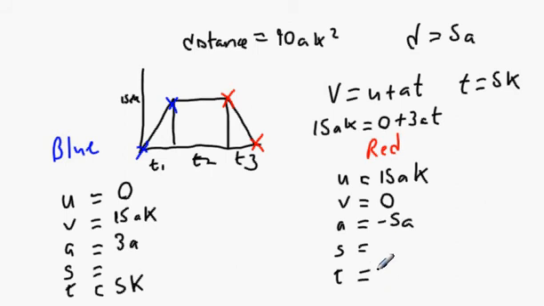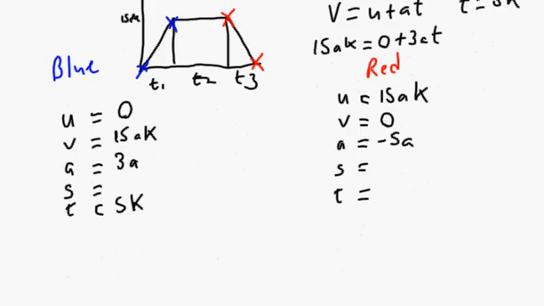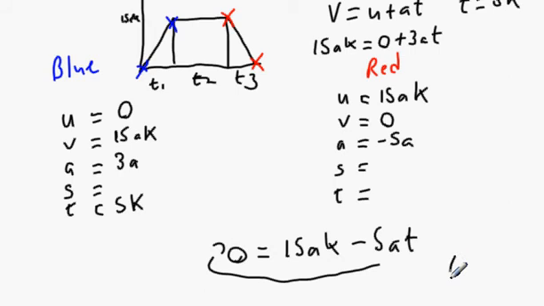So let's use V equals U plus AT again and see what we get. V equals 0, U equals 15, AT is minus 5AT. Bring the 5AT over to the other side and then divide by 5a. T is going to be equal to 3k. So we now have 5k and 3k respectively.